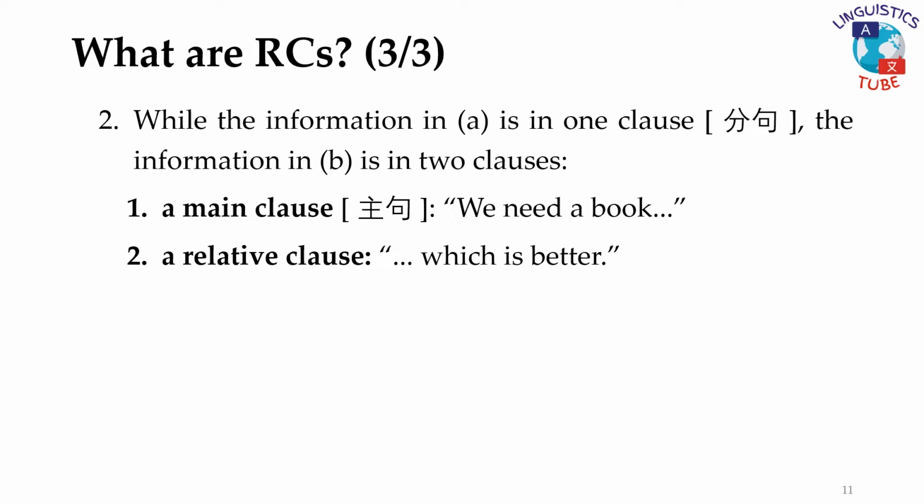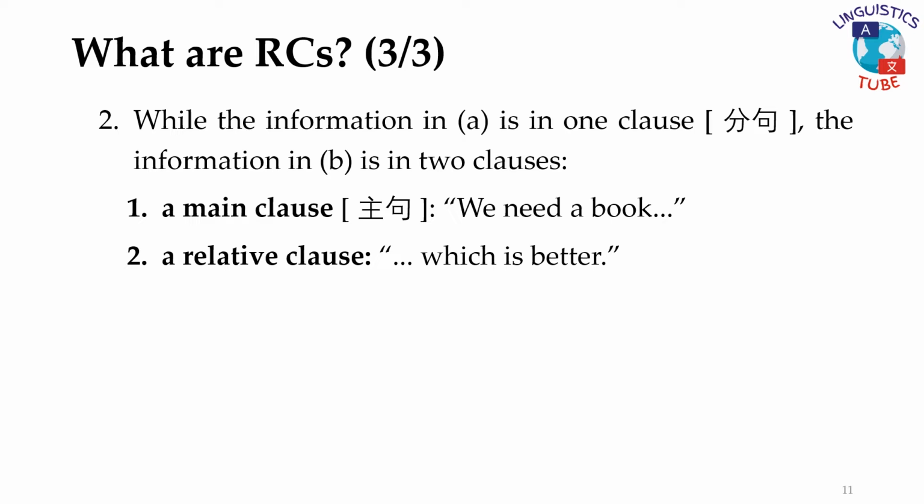In contrast, the information in the sentence, "We need a book which is better," is in two clauses. Firstly is the main clause. This is the clause which could exist on its own as a separate sentence, and it contains the noun, which is the word being modified. In our example, it is, "We need a book."